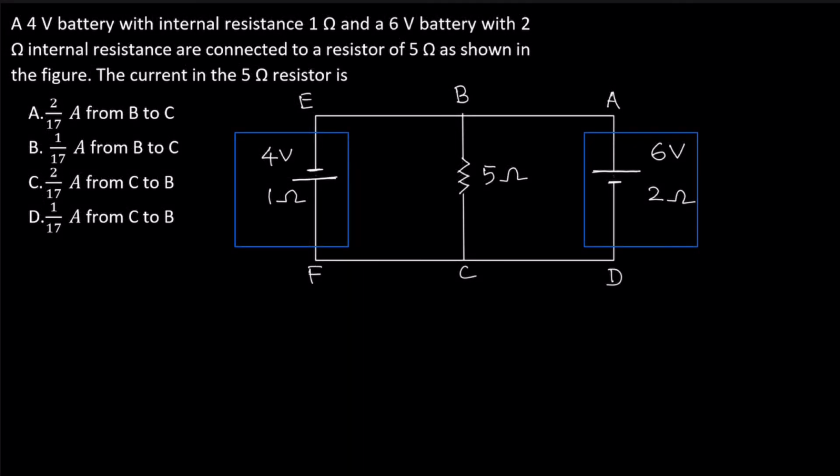In the second method, we are going to combine these two batteries into a single battery and then simplify the circuit. I have put blue boxes around the batteries, and these two batteries are connected in parallel. So we're going to replace them with a single battery. So let's say we are not going to change these points B and C.